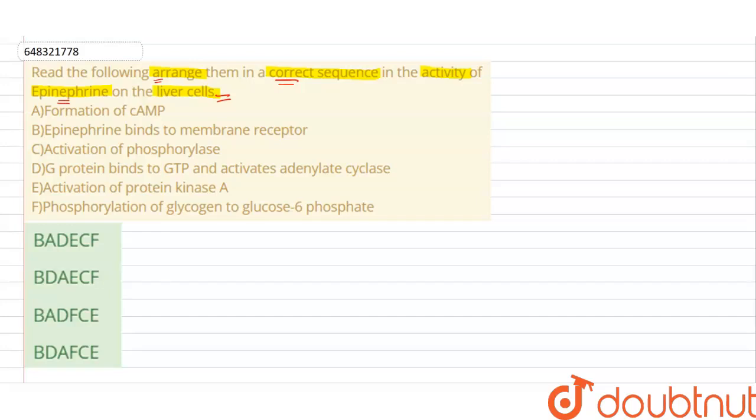So basically, how does this reaction take place? Let's see. First, epinephrine is released. So first this epinephrine will bind to the membrane receptor, right? Because we know that on the target tissue, or target cell, there are receptors that receive the hormone, and here that receptor is a membrane receptor. So when this epinephrine binds to that membrane receptor, what will happen after that?